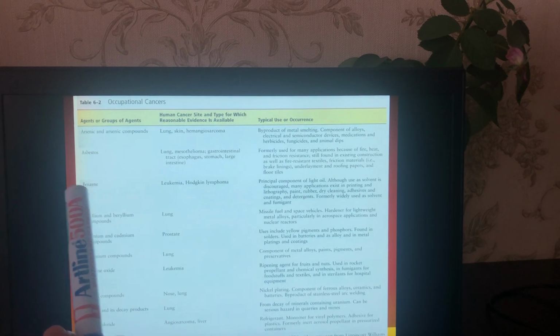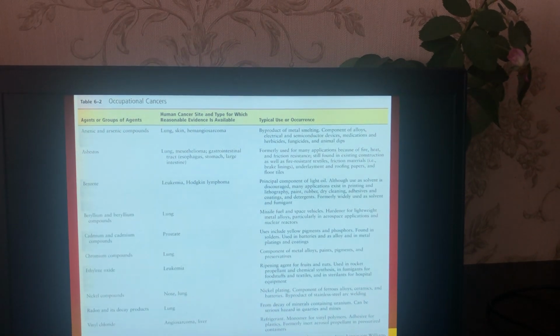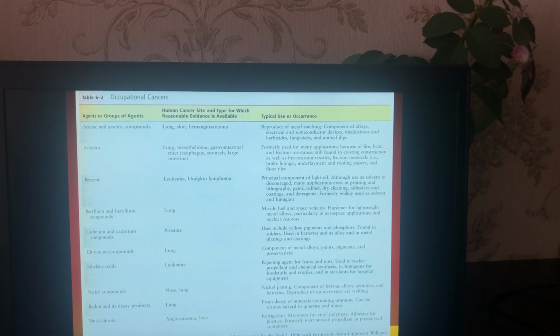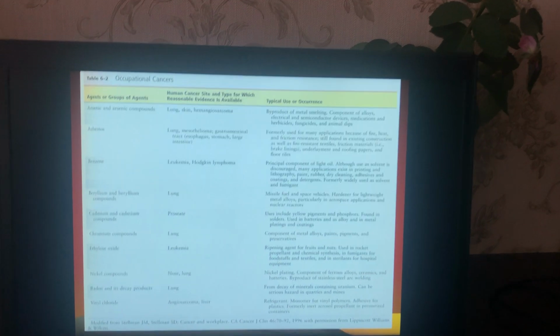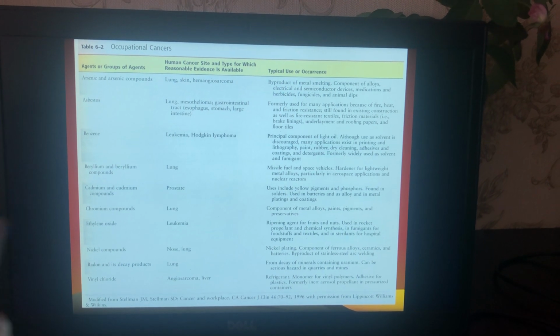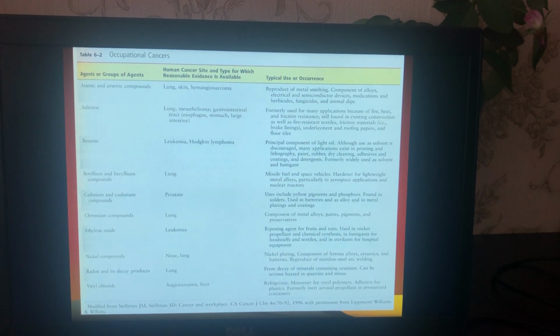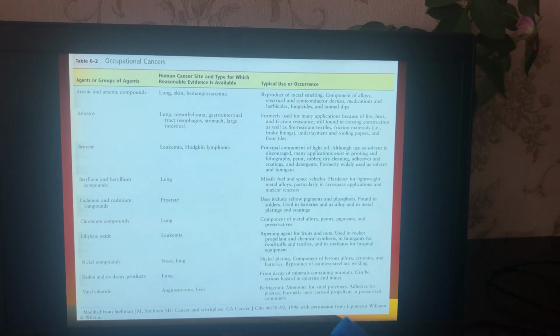Then you have benzene, used in a lot of industry, including printing. Then you can get leukemia and Hodgkin lymphoma. People who work in coal mines, right? Coal mines, they can actually get a lot of the lung cancer as well from chromium compounds. So these are the different types of things that can cause carcinoma due to their carcinogenic effect. Okay.